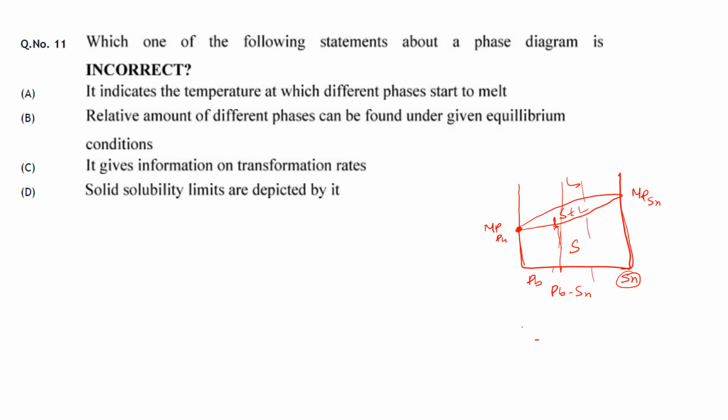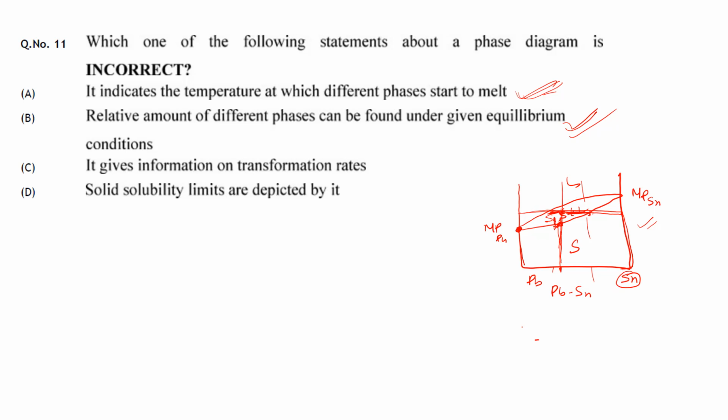Suppose we take the case of this alloy, right? So it is clearly showing the relative amount of different phases that can be found under a given equilibrium condition. Yes, we use the tie line method basically for this alloy. If you want to calculate, like here is the solid, and solid plus liquid, then the length of the tie line divided by the complete length will give the percentage of the relative phases, right? So it also gives that, which means option B is also a correct statement.